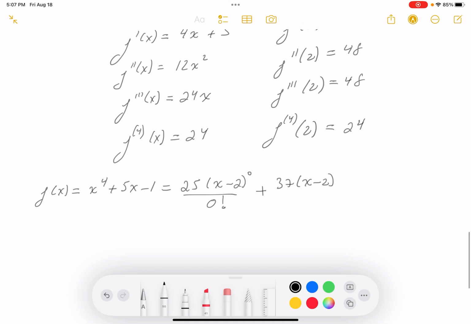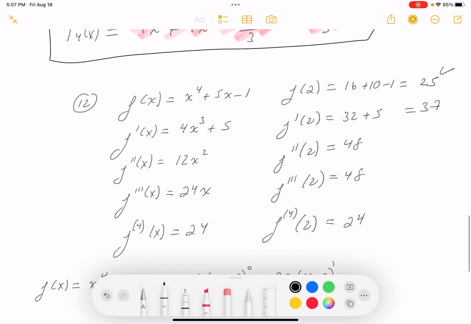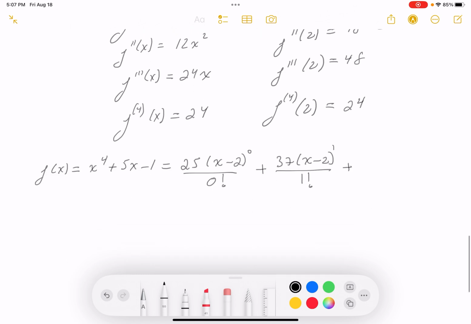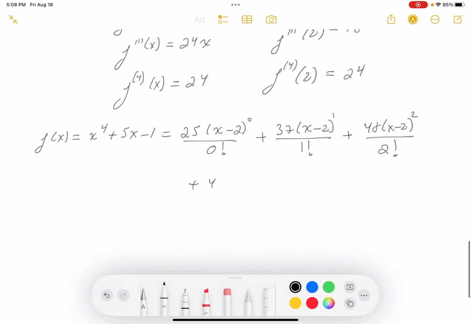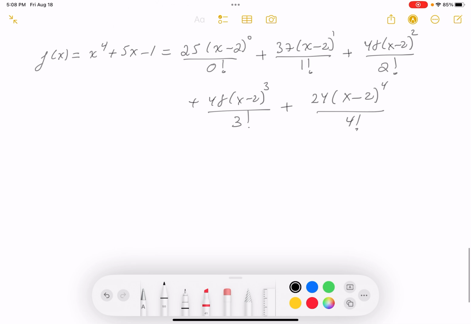And again, the reason I'm writing this down, so I definitely see a pattern to this. That was 37. Let's do the next one, 48, x minus 2 squared over 2 factorial. Let's do 48 now, x minus 2 cubed over 3 factorial, plus 24 times x minus 2 to the 4th power over 4 factorial. I want to simplify it though, and then we'll look at the key.